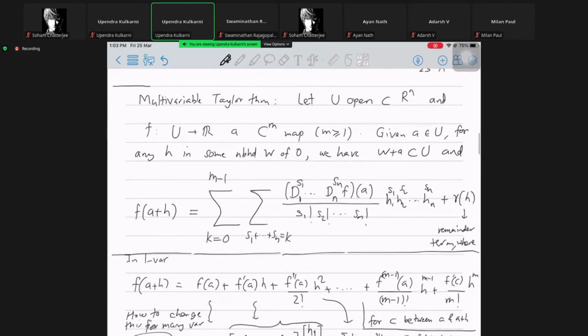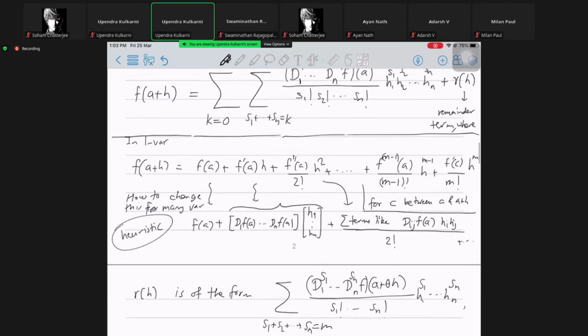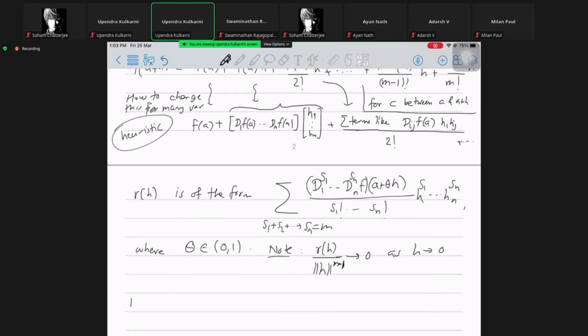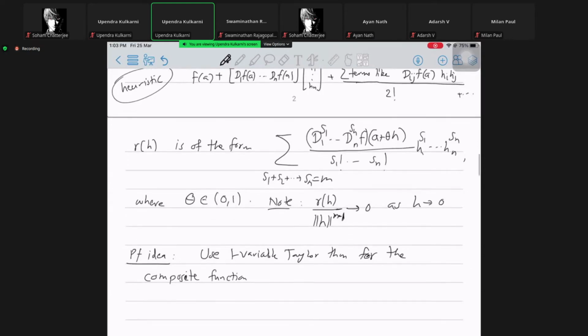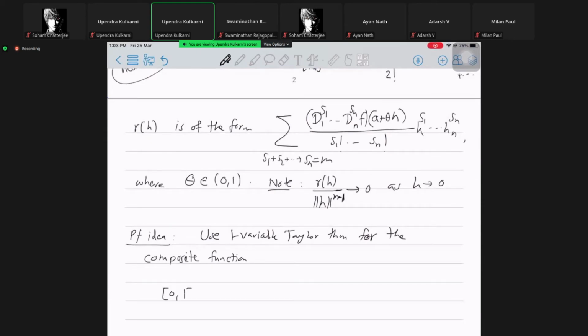Okay. So proof idea. Use one variable Taylor theorem for the composite function from 0, 1 to U. This is f. And what is the function over here?